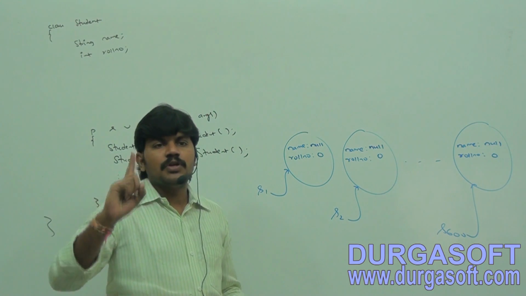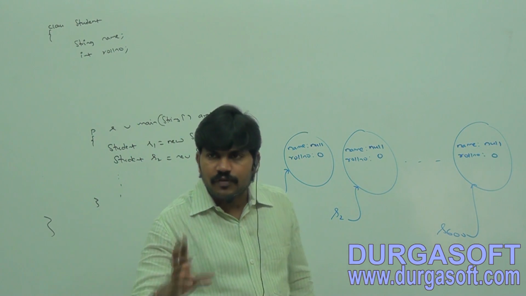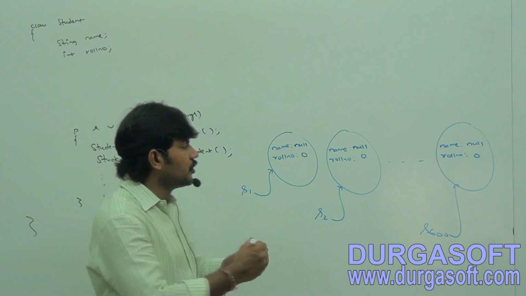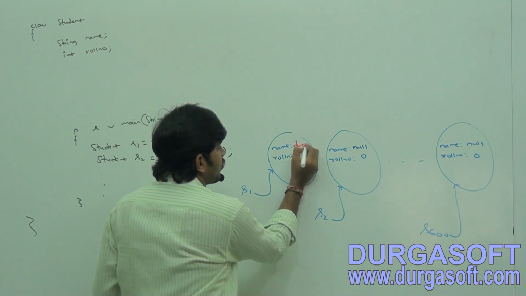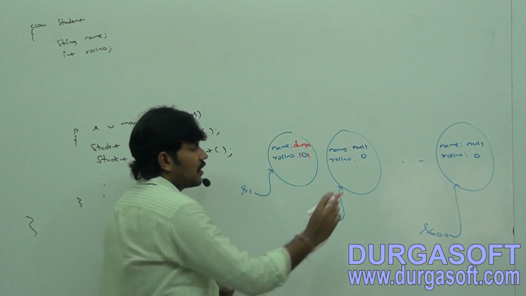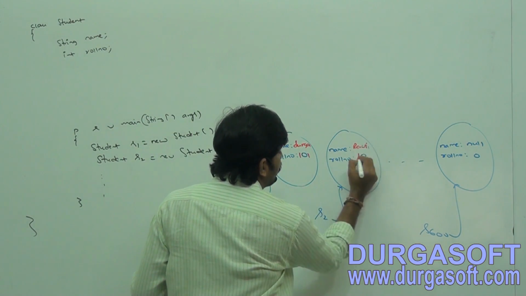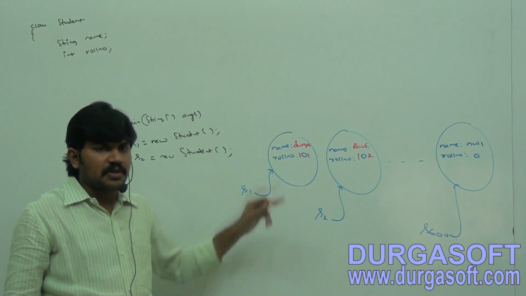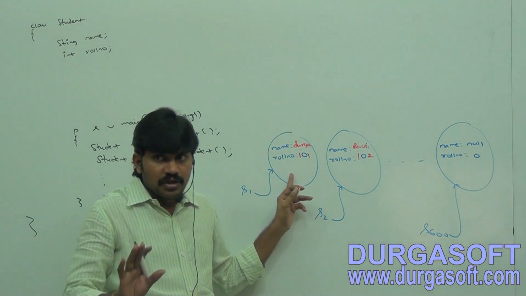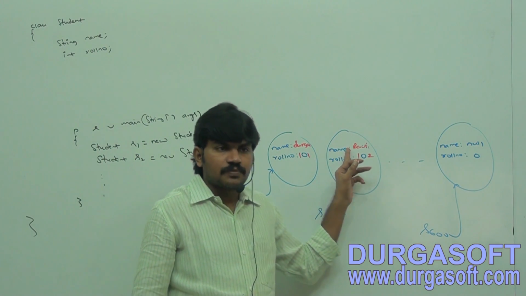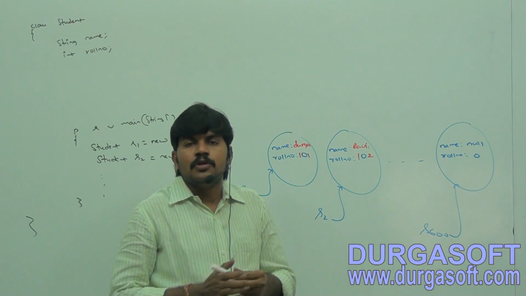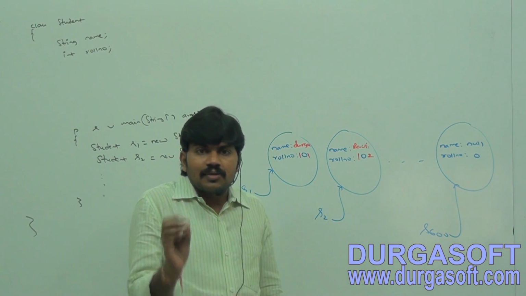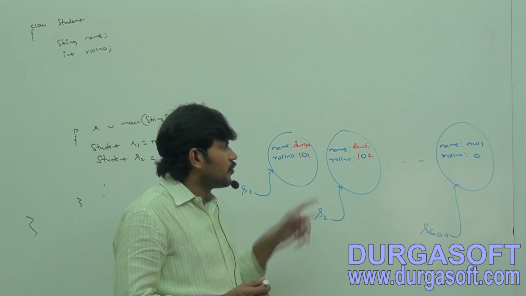That's why once we create an object, we should perform initialization, then only that object is in a position to respond properly. Suppose the name is Durga, roll number 101; name Ravi, roll number 102. Now I ask, what is your name? My name is Durga. Roll number? 101. Meaningful. What is your name? Ravi. Roll number? 102. Meaningful.